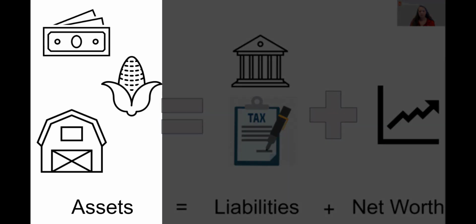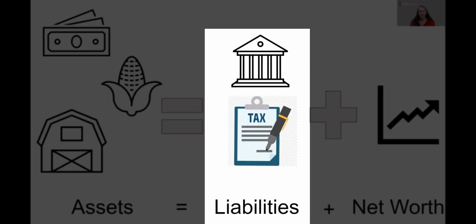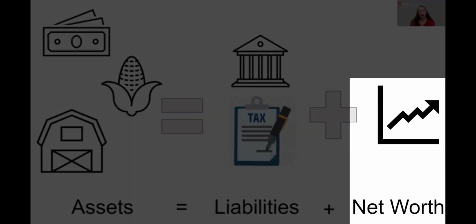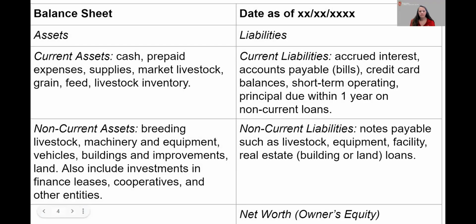Assets are items owned by your farm business that have value. Liabilities are financial obligations or debts of your farm business that are owed to others. Net worth, also known as owner's equity, is the value of your farm business owned and free of debt. The balance sheet is structured into two columns, assets on the left side with liabilities and net worth or owner's equity on the right side.